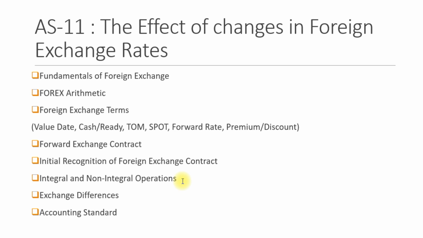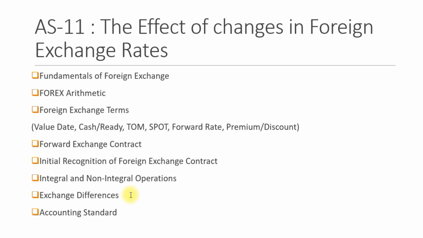Accounts of non-integral foreign operations are translated in such a way that closing rate is applied to balance sheet items for both assets and liabilities. For items of income and expenses, actual exchange rate on the date of transaction is applied. Also, the standard allows application of average rate subjected to materiality. So this much is the difference between integral foreign operations and non-integral foreign operations.